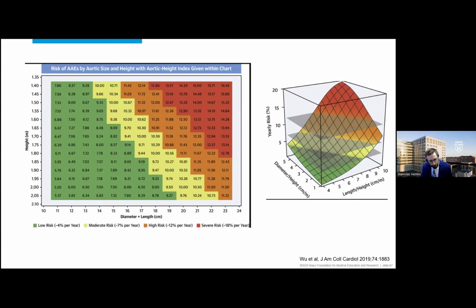So a little bit harder to do in a busy clinical practice, but for patients in whom you're on the cusp thinking, what should I do? This doesn't seem right. Consider these things. Definitely normalize it to height, but think about looking at the length of the aorta as well too.